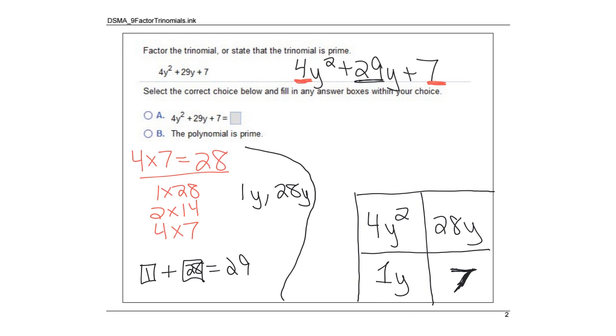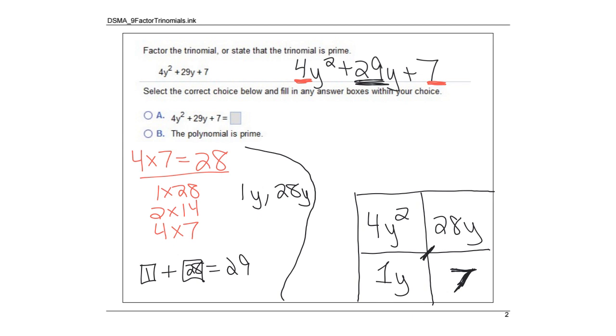Okay, so now if I added my boxes up, I would get to the original problem because I have 4y squared. If I added what I have on catty corner, I would have 1y plus 28y. That would get me back to the 29y up here, and then 7 at the end.